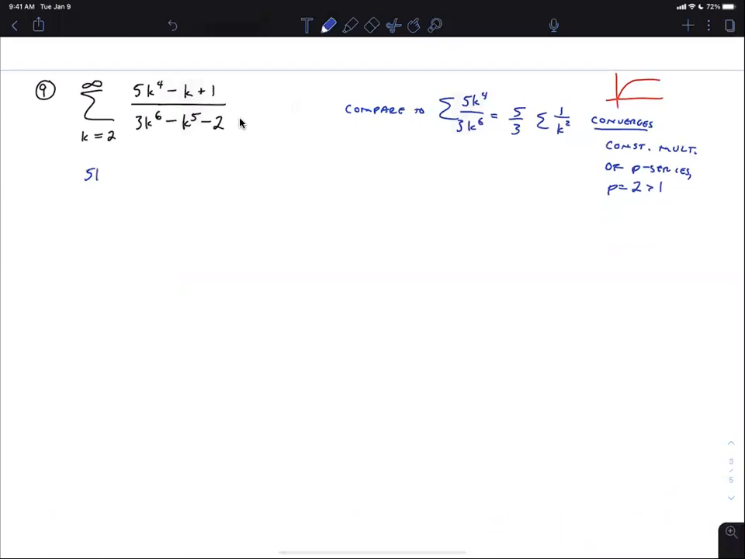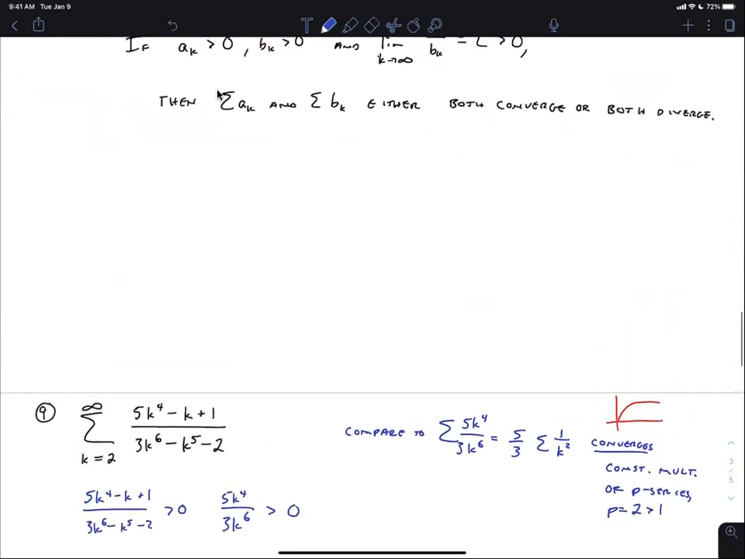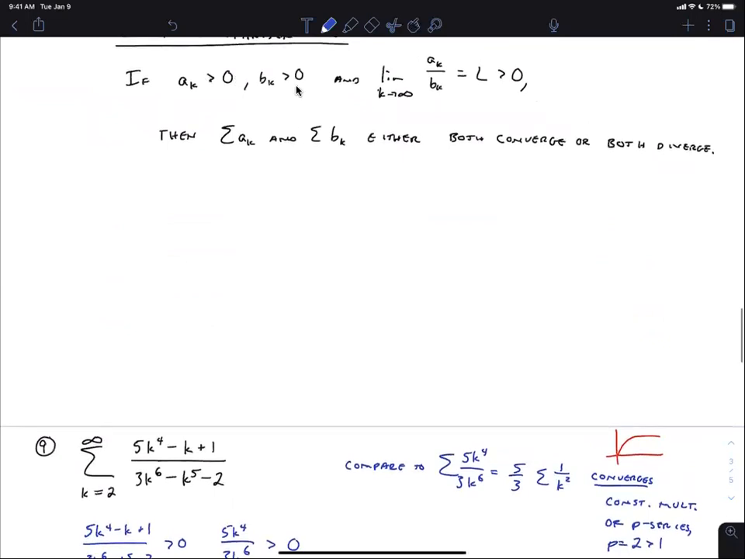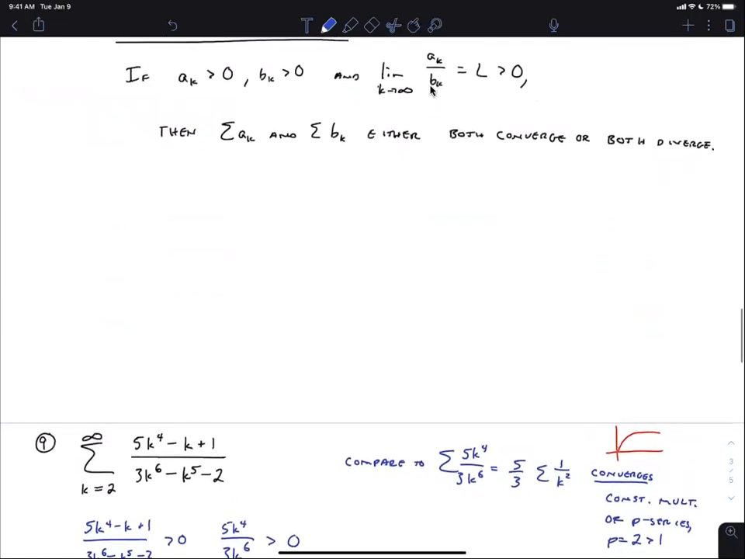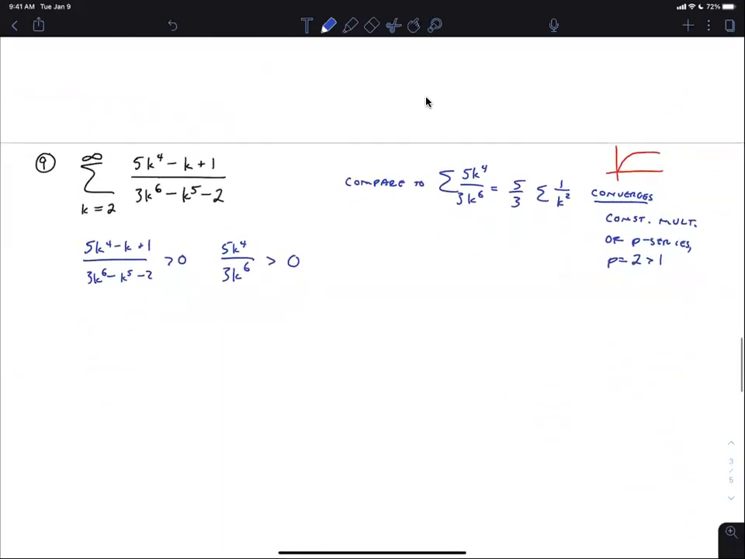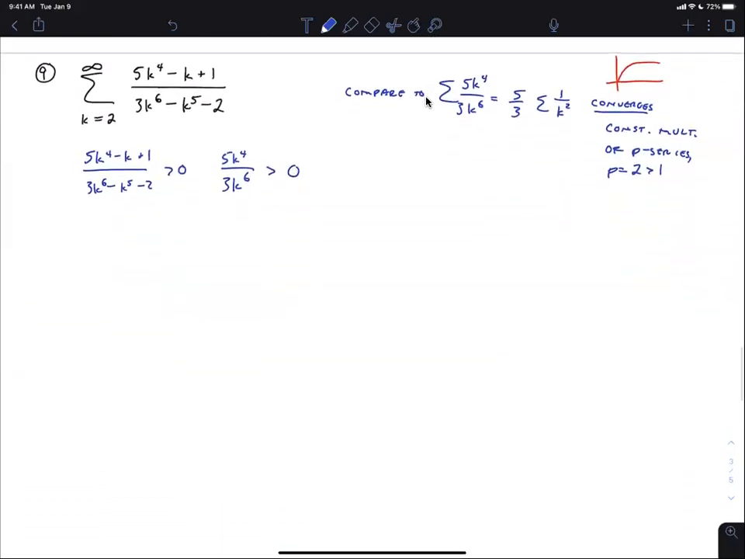So we're going to say, okay, well, 5K to the 4th minus K plus 1 over 3K to the 6th minus K to the 5th minus 2 is bigger than 0. And we're assuming for large K. And the easier one, 5K to the 4th over 3K to the 6th is bigger than 0. So this is bigger than 0. This is bigger than 0. That's 2 of the conditions, right? So AK bigger than 0, BK bigger than 0. And now we need the limit of one of them divided by the other one. So the limit of AK divided by BK.